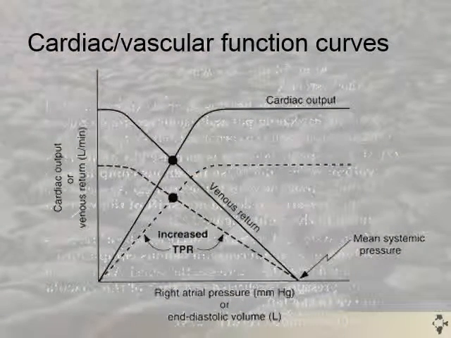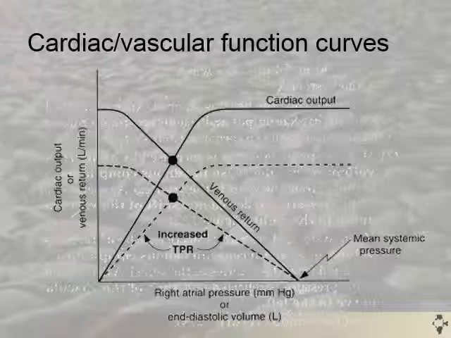Now, when you graph the cardiac function and the vascular function together, you can identify a balance between these two at a given physiological state. So what you're looking at here are two figures. So you have a cardiac function and a vascular function. So the cardiac function is basically the same thing as those Starling curves that you saw.